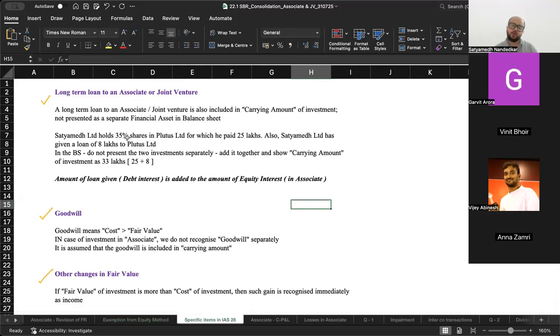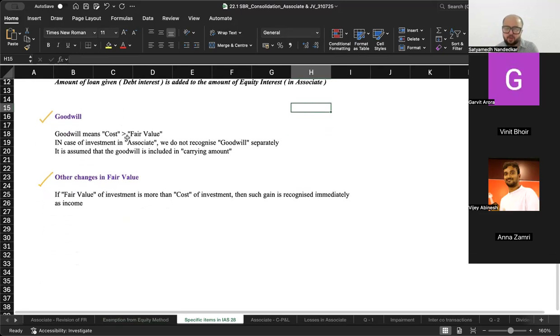A long-term loan to an associate or a joint venture. A long-term loan to an associate or a JV is also included in the carrying amount of investment and is not presented as a separate financial asset in the balance sheet. Basically, if I have made a 35% investment in another entity which gives me significant influence, and then I have given a loan to that entity, in that case, the amount of loan will get added to the amount of equity investment. You don't do the two investments separately.